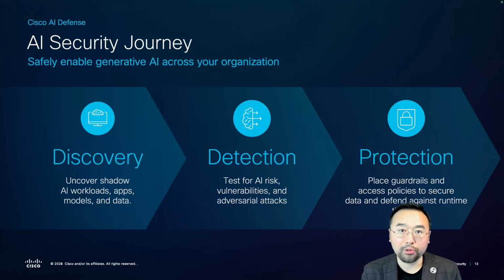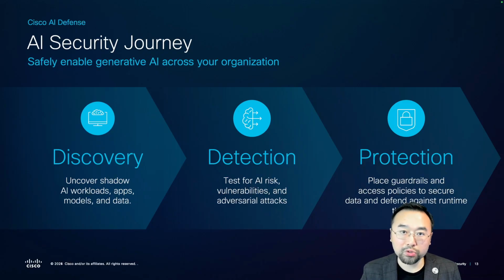As we discussed, some of the AI models might have a backdoor built in, and some of the AIs don't have a very strong guardrail built into them. So we have to detect all of those potential risks. And then the third step is we're providing guardrails around our AI and their data so that we can properly protect them in real time.